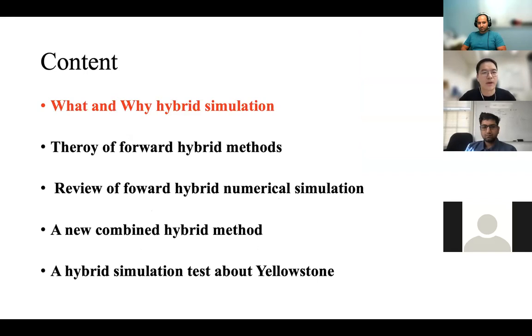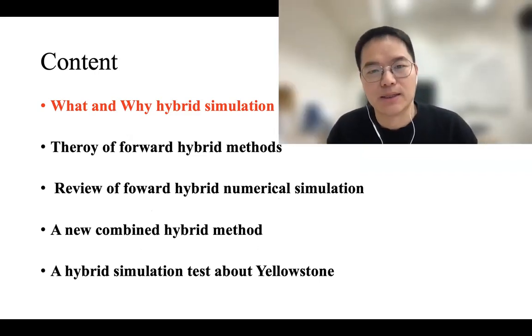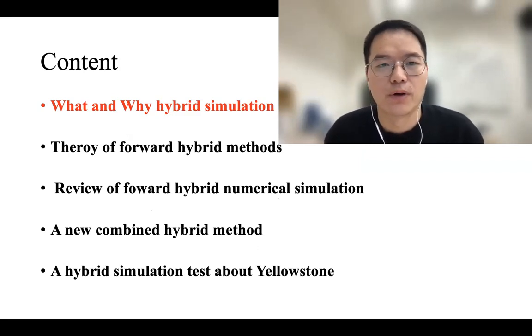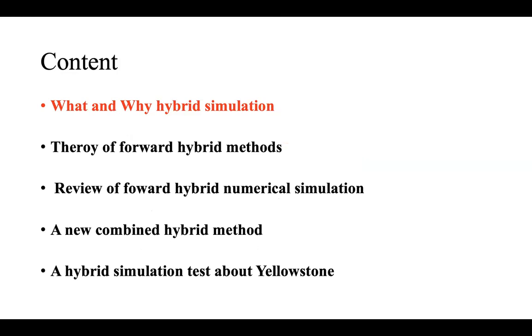And today, my content mainly includes these 5 parts. One is why and what is hybrid simulation. The second one is what's the theory behind the hybrid simulation. The third one is a review of the existing 5 different kinds of hybrid numerical simulation methods. The fourth one is a new one. And the final one is an example of the Yellowstone box simulation, which we can also call a hybrid simulation.